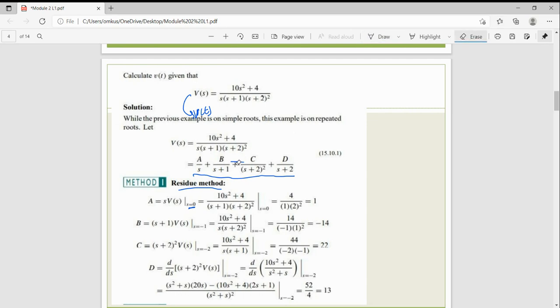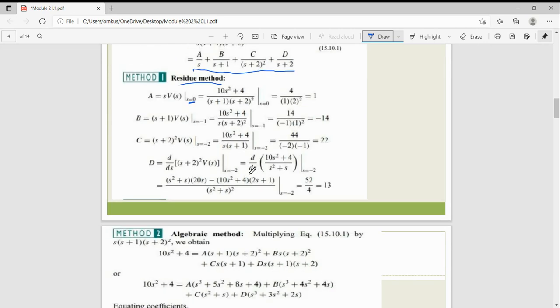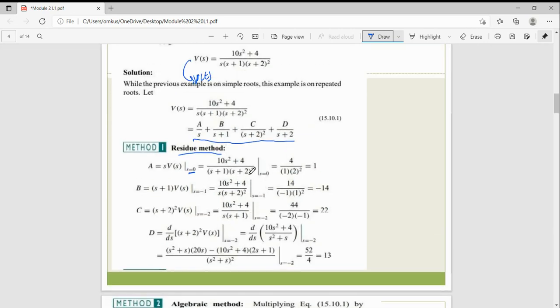Now for finding these variables, you have two methods. First is the residue method and the second one is the algebraic method, right? So in the residue method, you need to equate the denominator of the respective variable to 0. So here, for the first one, s is equal to 0. Now put this value in your whole equation, and you will get this variable.